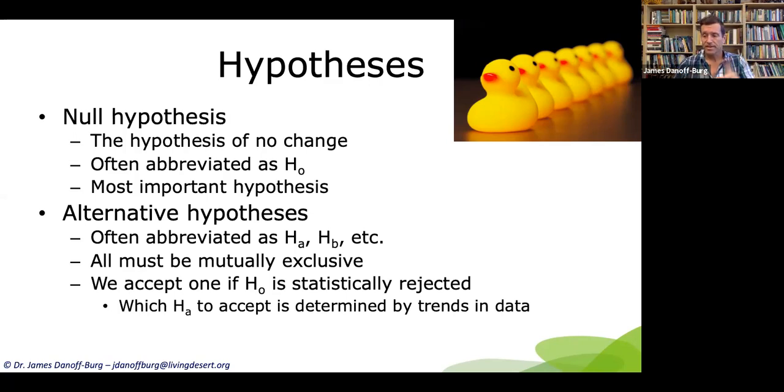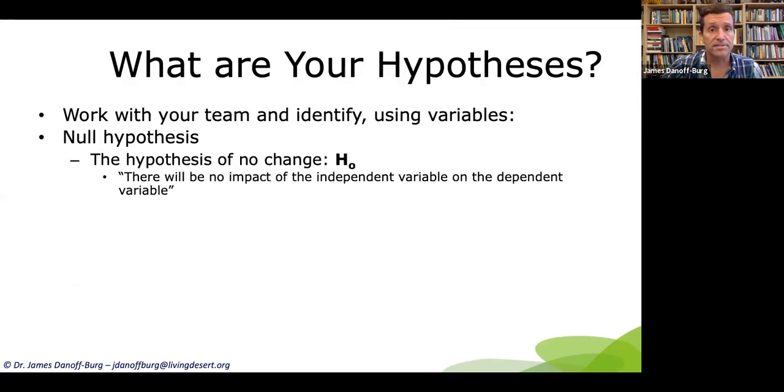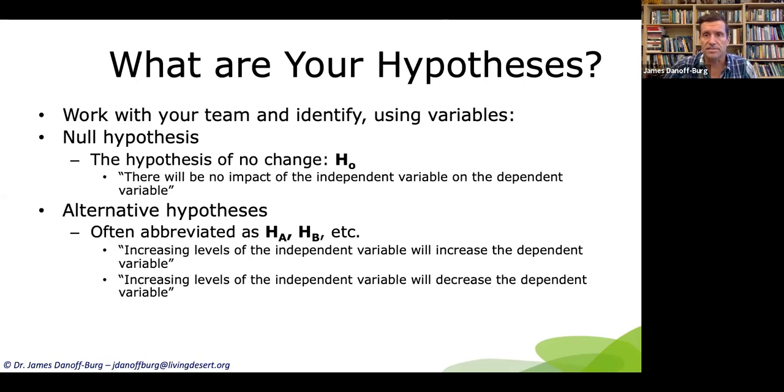Make sense? So now, what are your hypotheses? Right? If you're working with a team, working with other people, you can do this. If you want to do this yourself, totally great too. What's your null hypothesis? What is your hypothesis of no change? There'll be no impact of the independent variable, or what we also call the predictor variable, on the dependent variable, which we also call the response variable, right? So the hypothesis of no change is no association, no difference, no impact between our two groups, or however many groups, right? What's your null hypothesis? Let's write that down first.